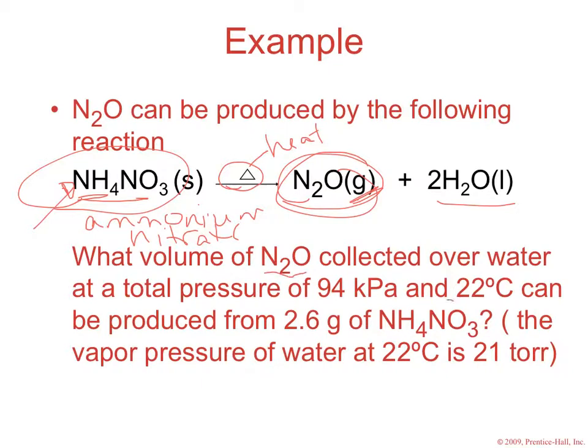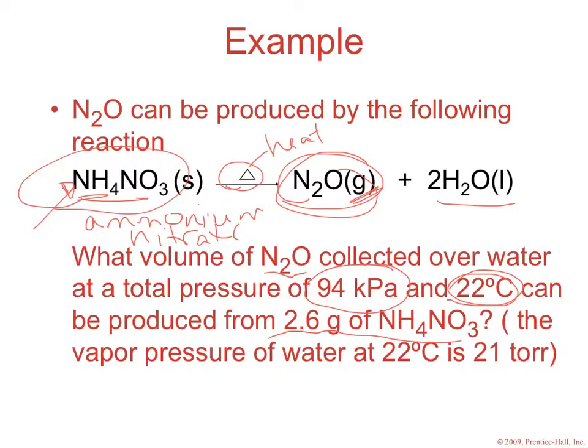Of course, they're going to give you the temperature. That's so that you can figure out the pressure due to the water that's going to be contaminating that gas. They also give you the total pressure. You're going to use Dalton's law, obviously. And they give you the starting amount of the ammonium nitrate. So this is probably tricky. You probably need to watch me work it before you can do one on your own.